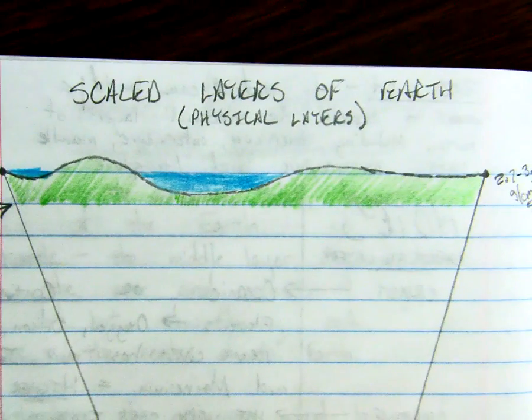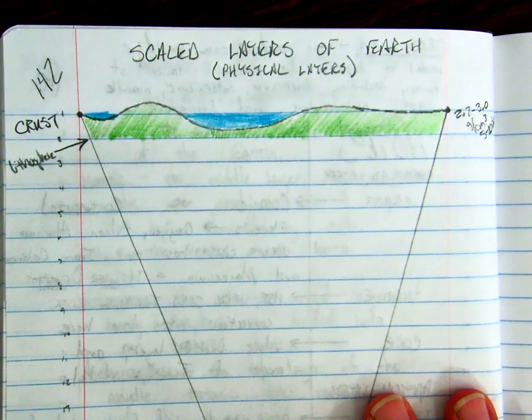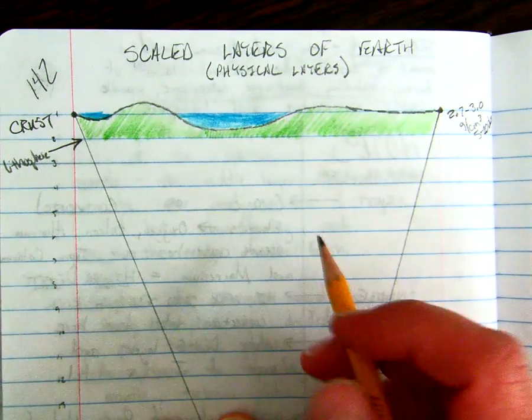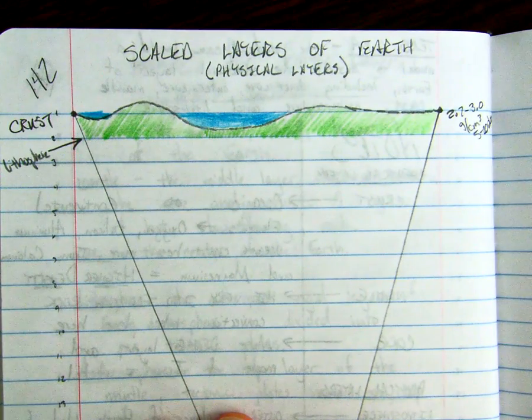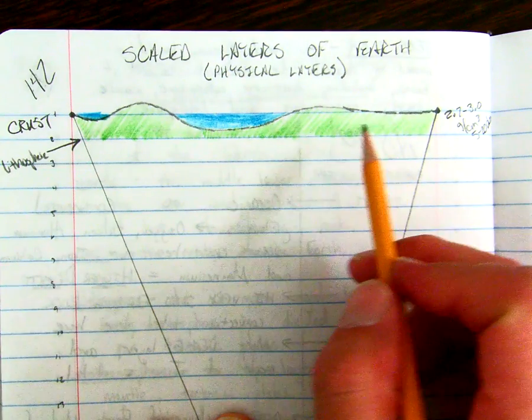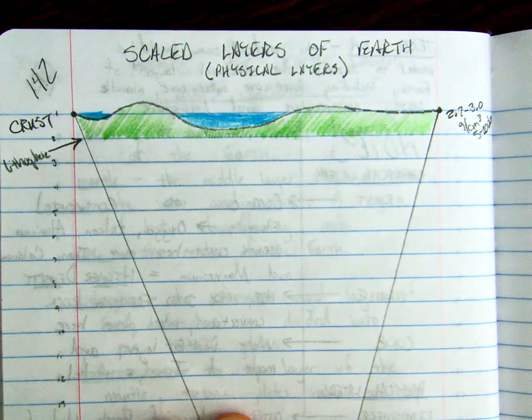So this first area, we are talking about the crust, and there's two types of crust. What are the two types of crust? Continental crust and oceanic crust.